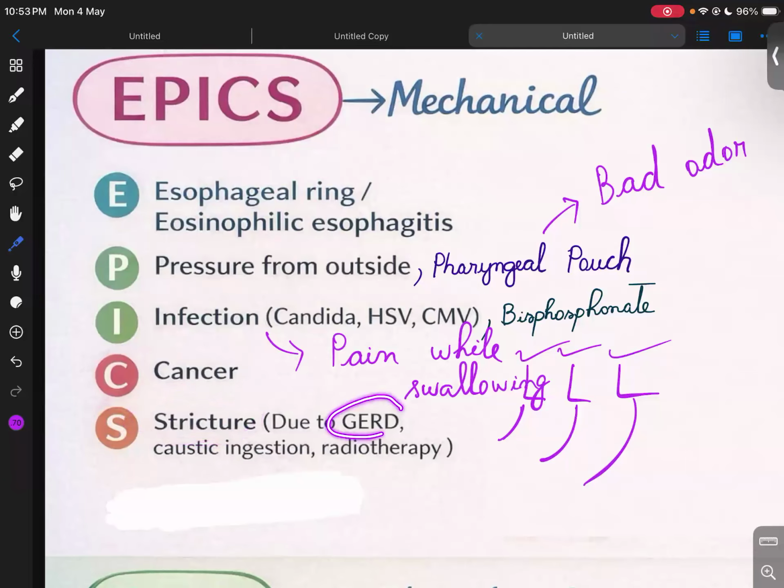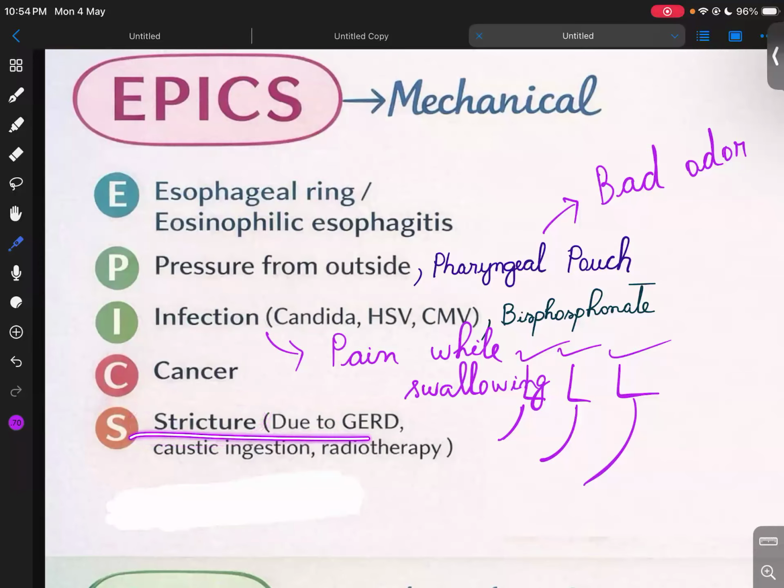In case of stricture, we have to ask, do you have any long-term heartburn? What happens in case of GERD? Patient has long-term heartburn, but suddenly his symptoms get improved, that right now she is not feeling any heartburn. The reason is that she has already developed the stricture. So no reflux is going to happen right now. That's why her symptoms have improved. But she has developed some dysphagia also.